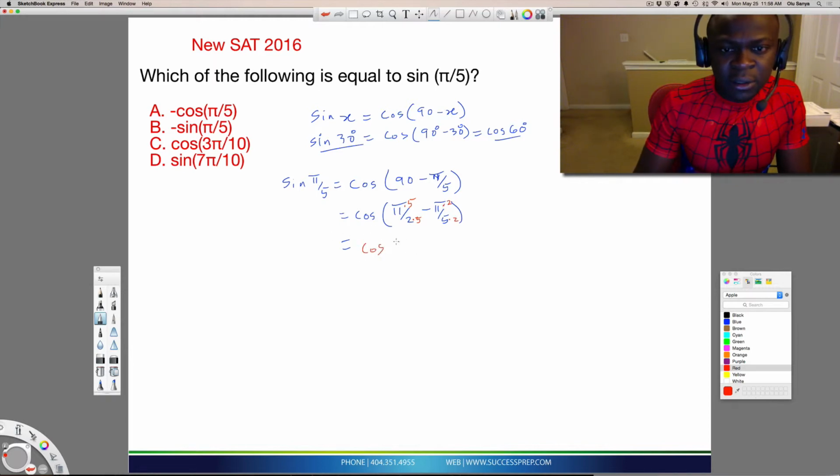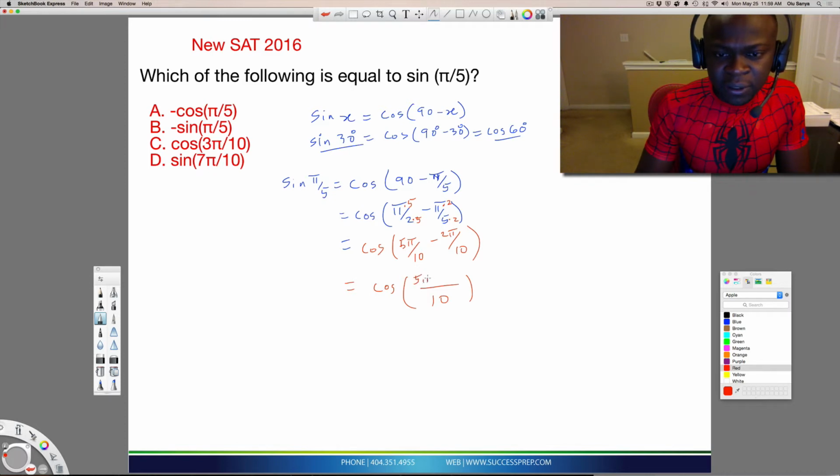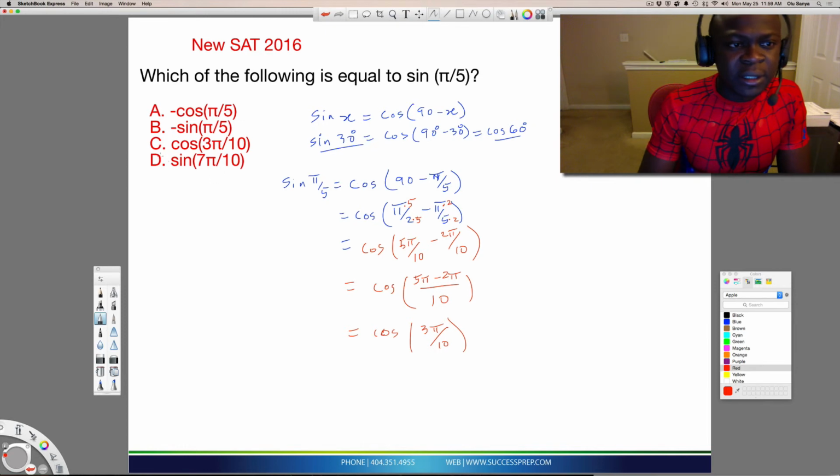I have cosine of 5 pi over 10 minus 2 pi over 10. At this point, since we have a common denominator, which is our 10, I just have to subtract the top, which is 5 pi minus 2 pi. And this gives us cosine of 3 pi over 10, which is the answer, and the answer here is C.